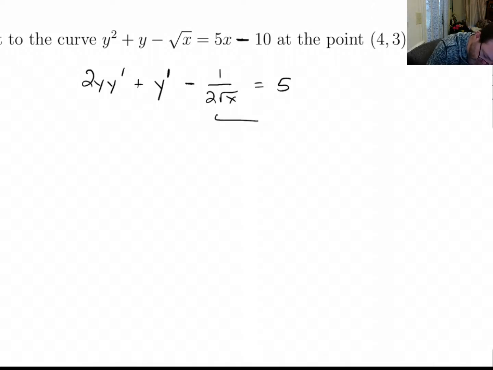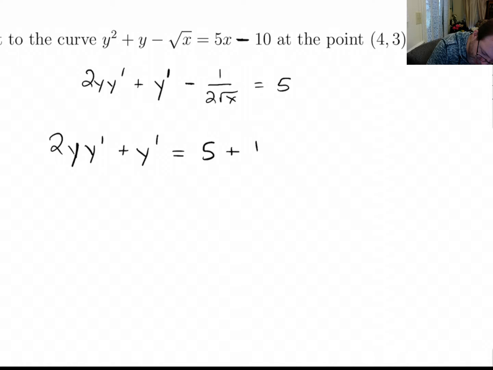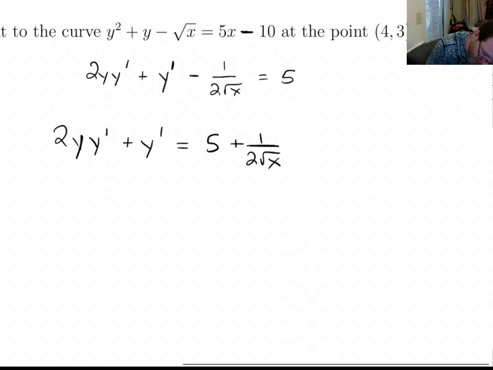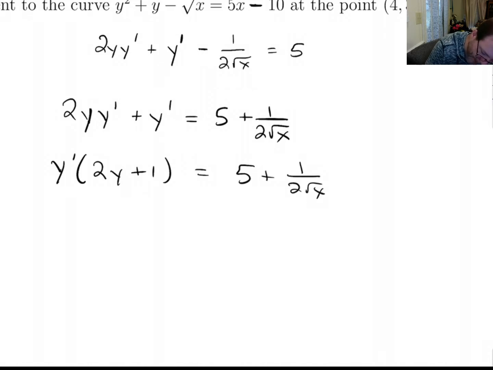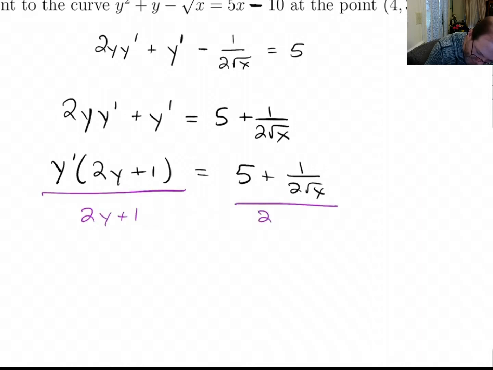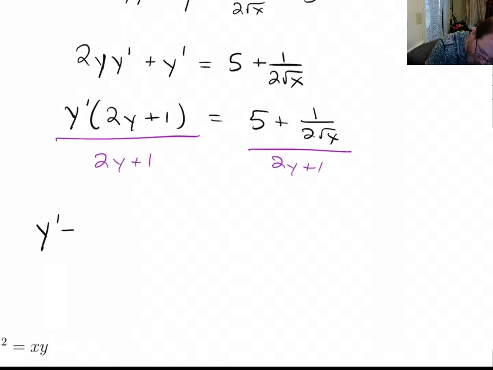So we'll move this term over there. We'll get 2y prime plus y prime equals 5 plus 1 over 2 root x. Then we'll factor the y prime out over here, and then we'll divide both sides by 2y plus 1. And we get for our y prime, 5 plus 1 over 2 root x, all over 2y plus 1.